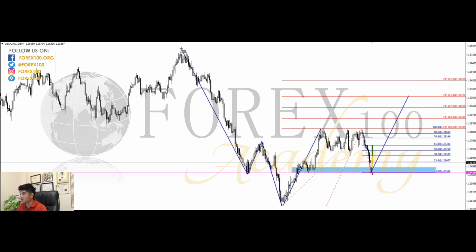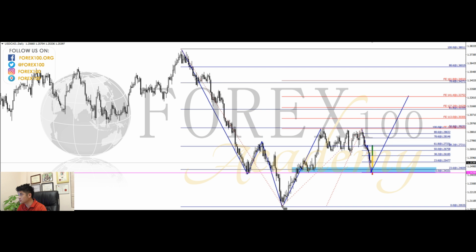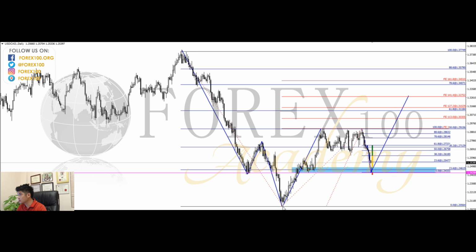Let me just minimize the chart a bit. Fibonacci retracement again from high to low. Once we did that, we will see that this is the area, 1.414 and 61.8. This is the area that traders can consider to take profit over here, this zone.